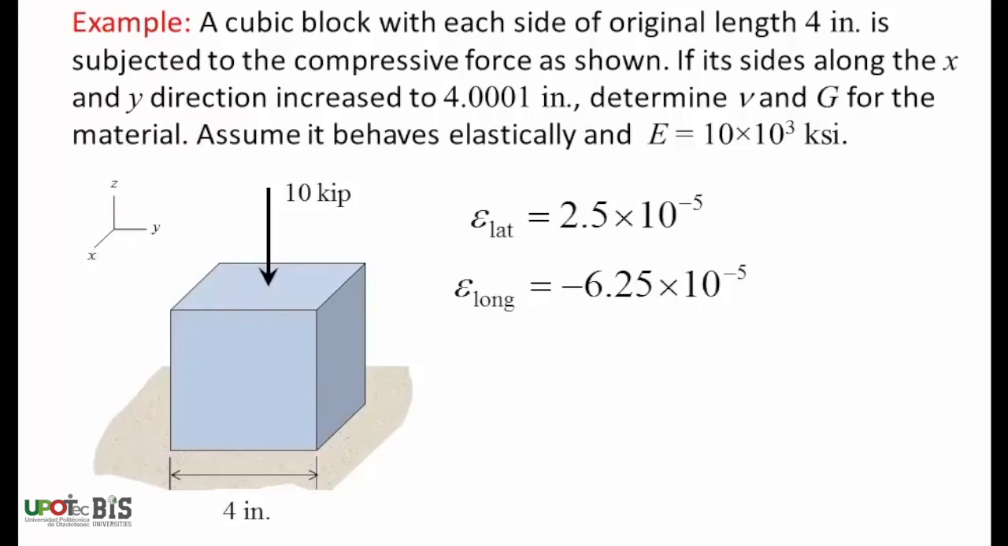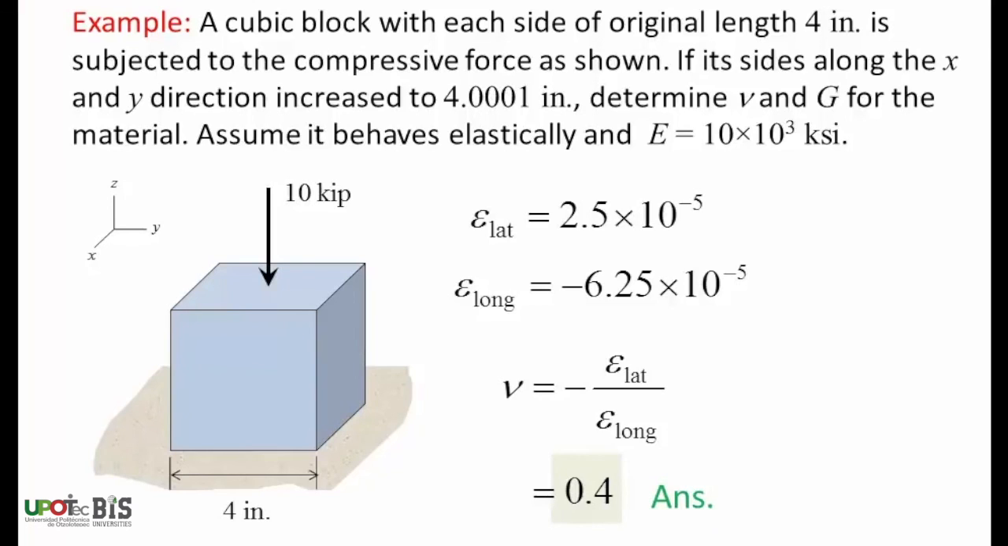And since we know both the lateral epsilon and the longitudinal epsilon, we can substitute them into the equation to calculate Poisson's ratio nu equals negative epsilon lateral over epsilon longitudinal. Notice how the negative sign gets canceled out, and that equals a positive 0.4. And that answers the first part of the question, the Poisson's ratio for the material.